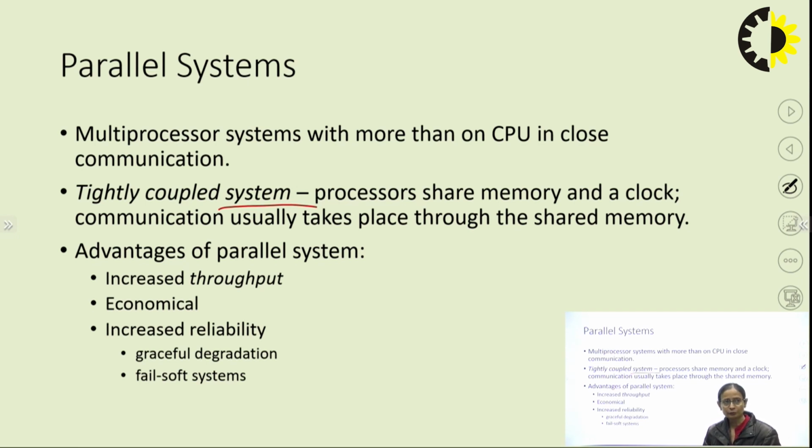Why do we go for parallel systems? What are the advantages of this system? It increases the system throughput. It is quite economical, and it increases the reliability of the system. If one of the processors fails, then its work is taken by the rest of the processors, and that is why these systems are known by the name fail-soft systems. Since the workload is distributed among the remaining processors, it supports the concept of graceful degradation.